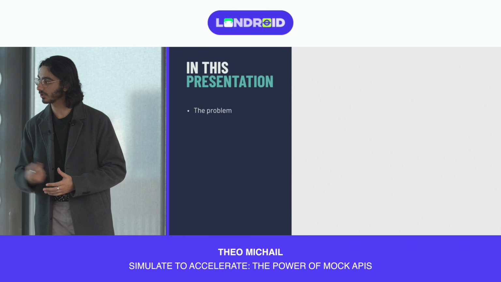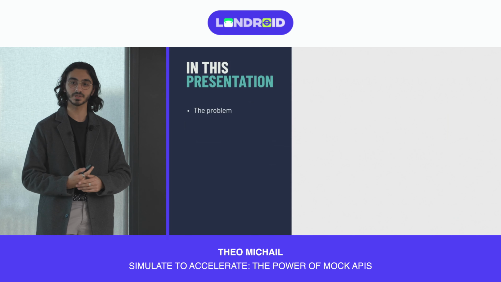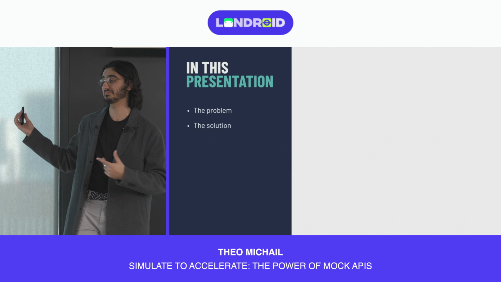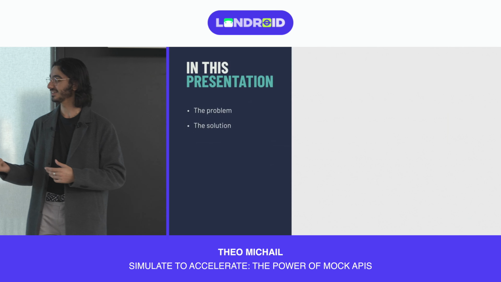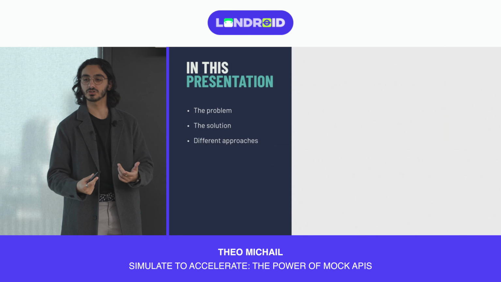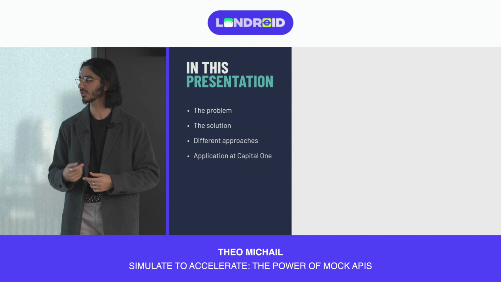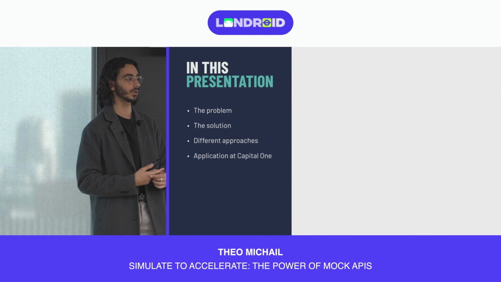All right, so I'll be going through a few things today. First is the problem that we're faced dealing with our backend APIs. Secondly, I'll go over what's the solution. Might have been spoiled by the title. I'll then go over a few different approaches that you could use to actually implement this within your own apps, and then talk a little bit about what we're doing here at Capital One.